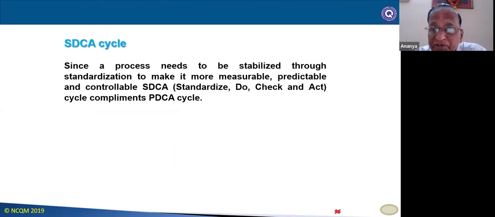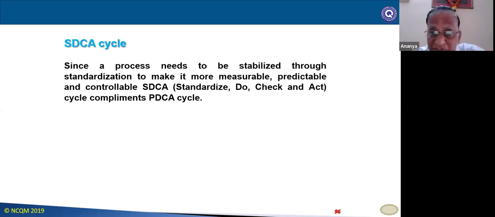SDCA basically, since a process needs to be stabilized through standardization. I was just talking about that to make it more measurable, predictable, and controllable. SDCA: standardize, do, check. That's what I was talking about. SDCA becomes PDCA, because once PDCA is okay with you, it is a standard way of working.